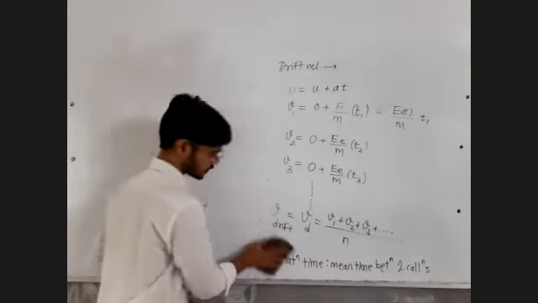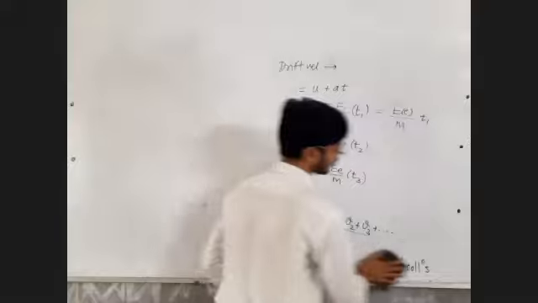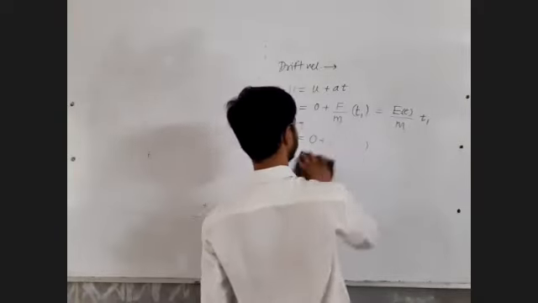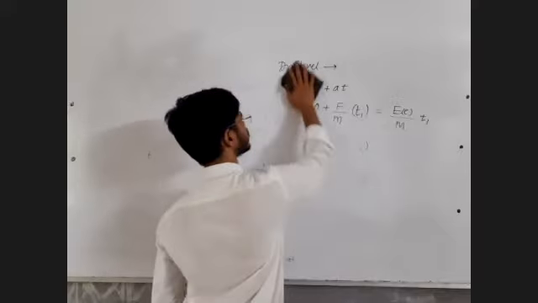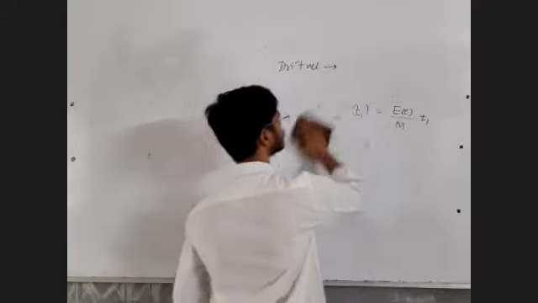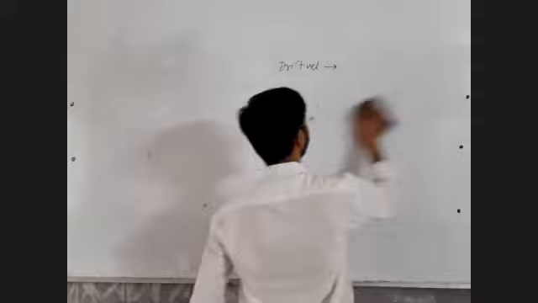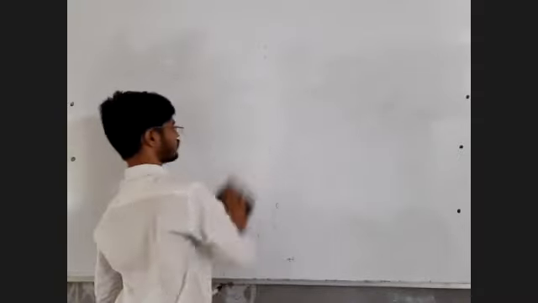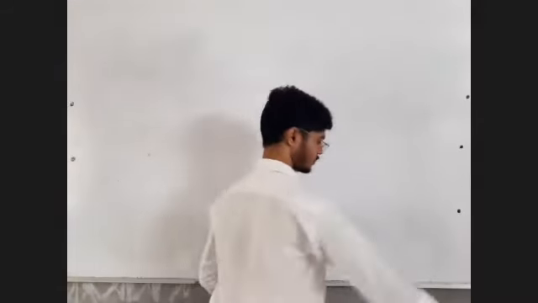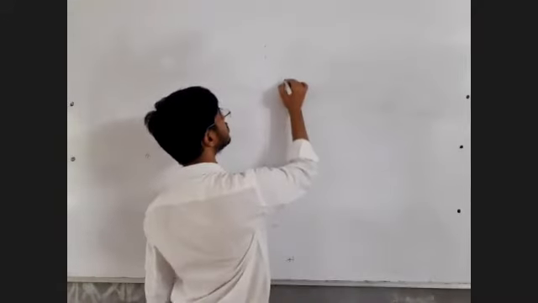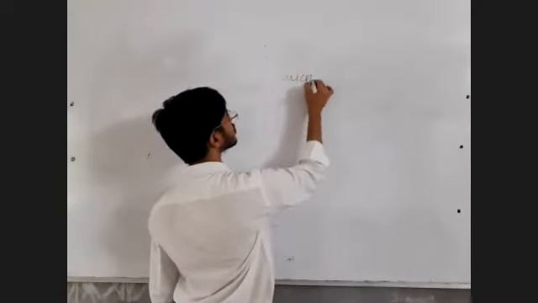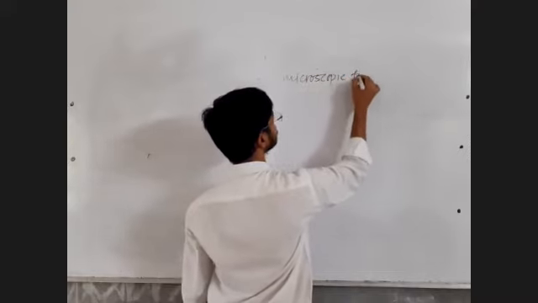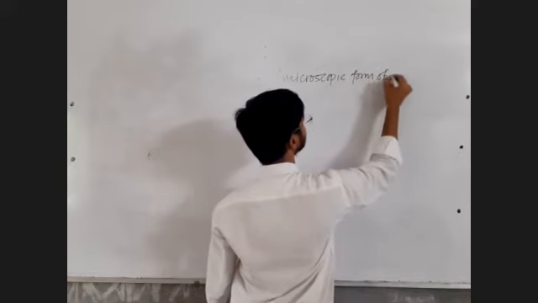Write down the heading: microscopic form of Ohm's law. Ohm's law we already know: V is equal to IR. That is called macro, but now I am saying micro. So write down: microscopic form of Ohm's law.